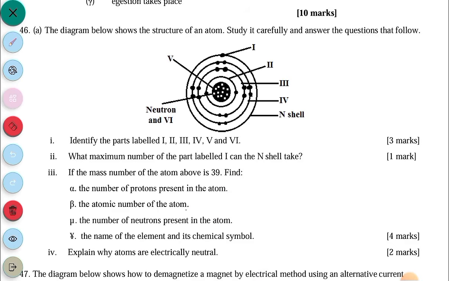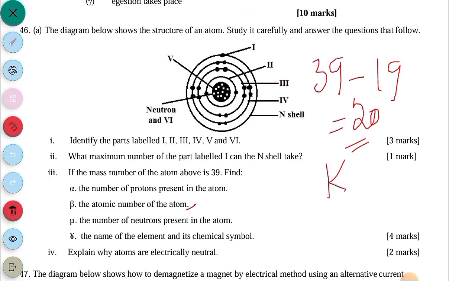The next one says atomic number. Proton number is the same as atomic number, so that's also 19. Number of neutrons: 39, which is the mass number, minus the proton number will give you the neutron number. And this is giving us 20. So number of neutrons is 20. And the last one, what's the chemical symbol of the element? It's capital K, that's for potassium.